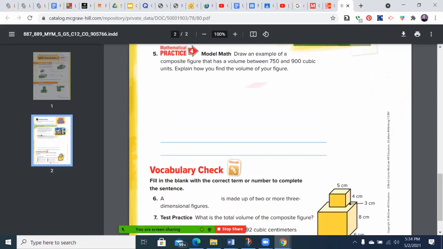If this is confusing to you, please come see me, as I can use some other manipulatives to help you understand if this part is confusing.